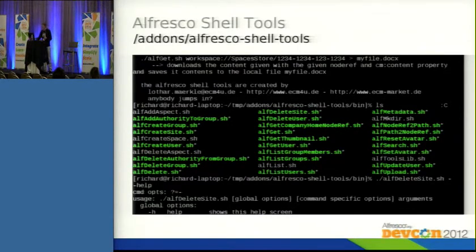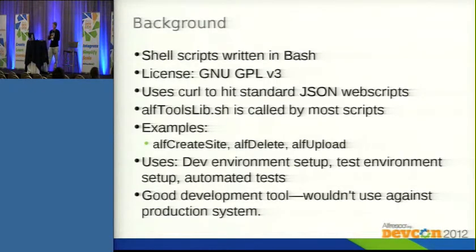But the thing to remember is that this is a young project, but I think it's really cool. It's a bunch of shell scripts written in Bash, and they use curl to hit standard JSON web scripts. There's a library file that you shouldn't call directly, and it gets called by everything else. It allows you to do all sorts of things from the command line. You can create sites, delete sites, upload content, download content, all these things.